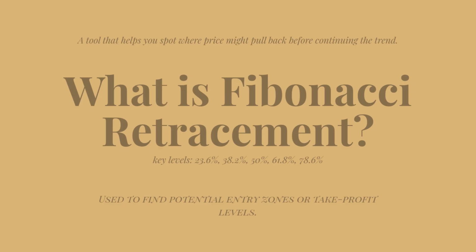So the key levels, the important levels that you're going to see on the Fib tool are 23.6, 38.2, 50%, 61.8, and 78.6%. And the Fib tool is really just helping you find where you're going to be able to enter into the market as well as take profit.